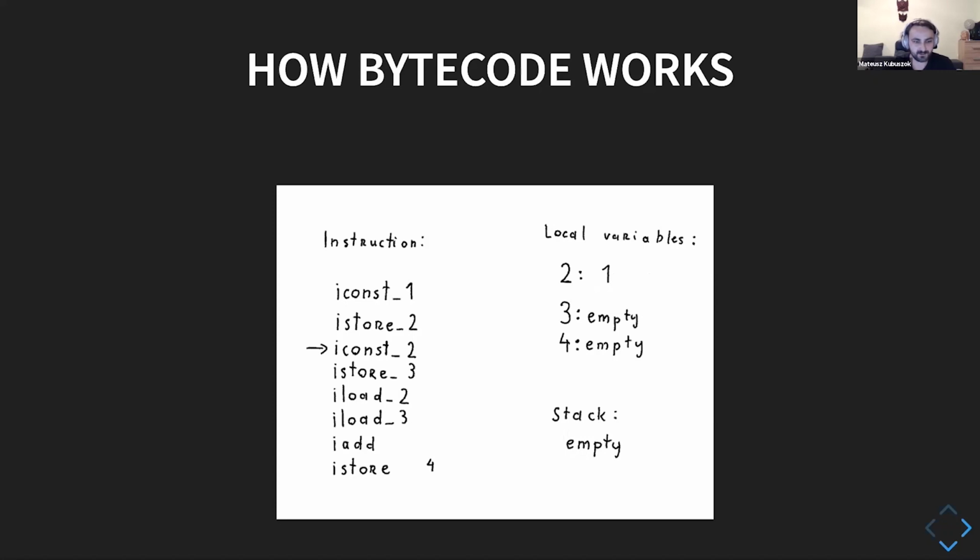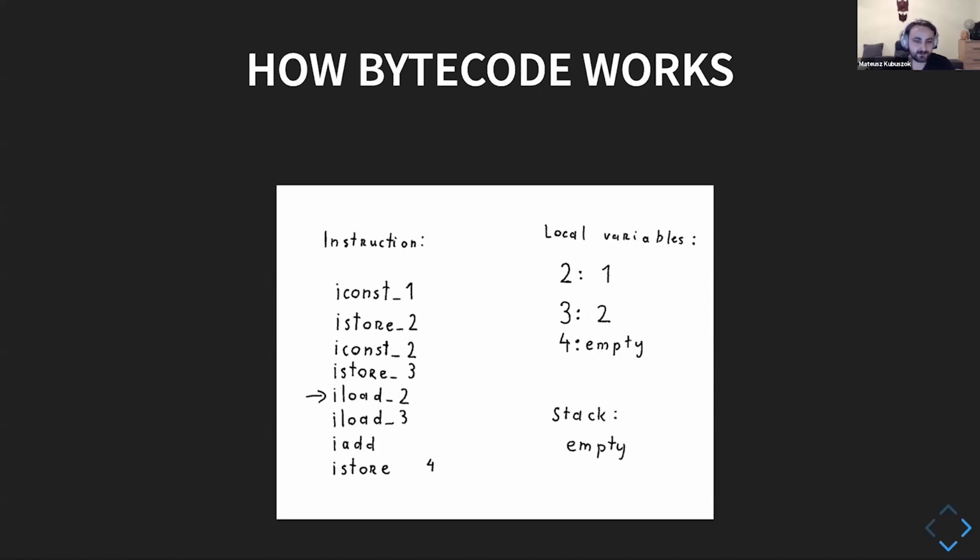Then we have an instruction very similar to the first one. As we might guess, it pushes onto our stack the constant value of 2, which is an integer. And once we run istore_3, similarly, we take the value from the top of the stack and put it into local variable 3. So that's the first two lines of our initial code, where we are initializing variables a and b. Now comes the part where we are taking a and b and adding them together.